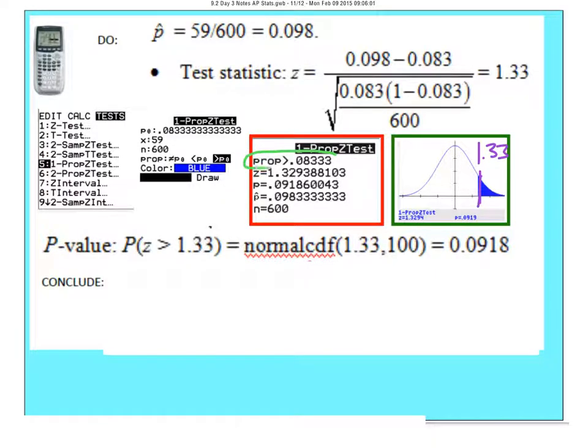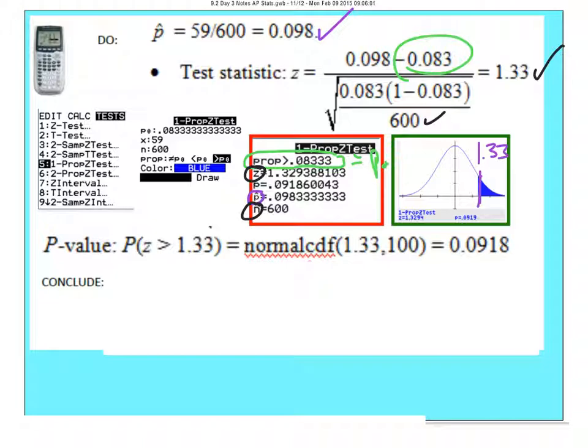This prop that they have written right here, that is actually our P naught, which we used right there. Our Z is technically our Z score, or our test statistic that we computed. I'm next going to look at the P hat. The P hat was right here at 0.098. And then clearly our sample size, which we know was the 600.